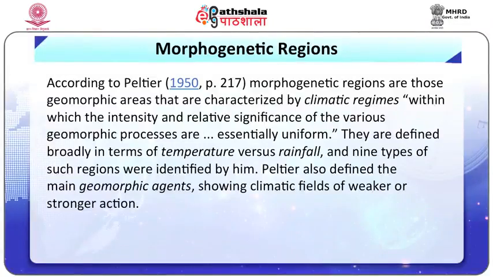According to Peltier, morphogenetic regions are those geomorphic areas that are characterized by climatic regimes within which the intensity and relative significance of the various geomorphic processes are essentially uniform. They are defined broadly in terms of temperature versus rainfall, and 9 types of such regions were identified by him. Peltier also defined the main geomorphic agents, showing climatic fields of weaker or stronger action.